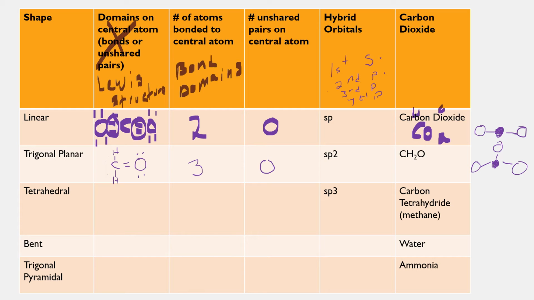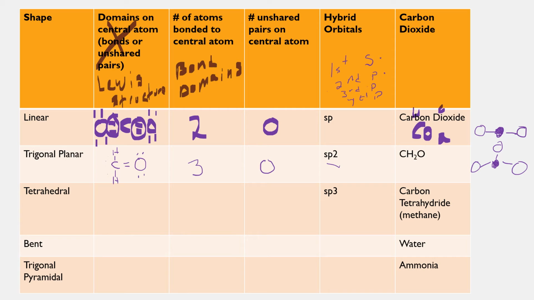All right. You guys are not responsible for the bond angles, whether they're 90 or 120 degrees, whatever. You don't have to know those. Now, hybridization: we have 3 domains total. The first domain is S. The next 2 domains out of those 3 are P, so we call that sp2.